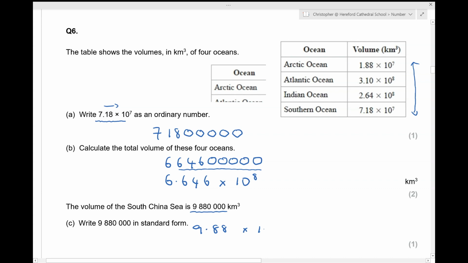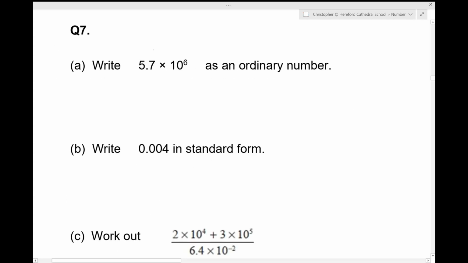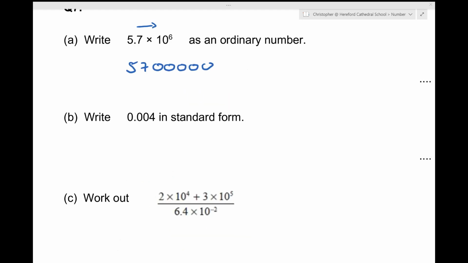9.88 times 10 to the power of 1, 2, 3, 4, 5, 6. That's question 6. Question 7. Right, this is an ordinary number, so I'm going to move the decimal point 6 places this way. One of those places is already taken with the 7, so I'm going to have 5 more zeros. Right, this number is standard form.